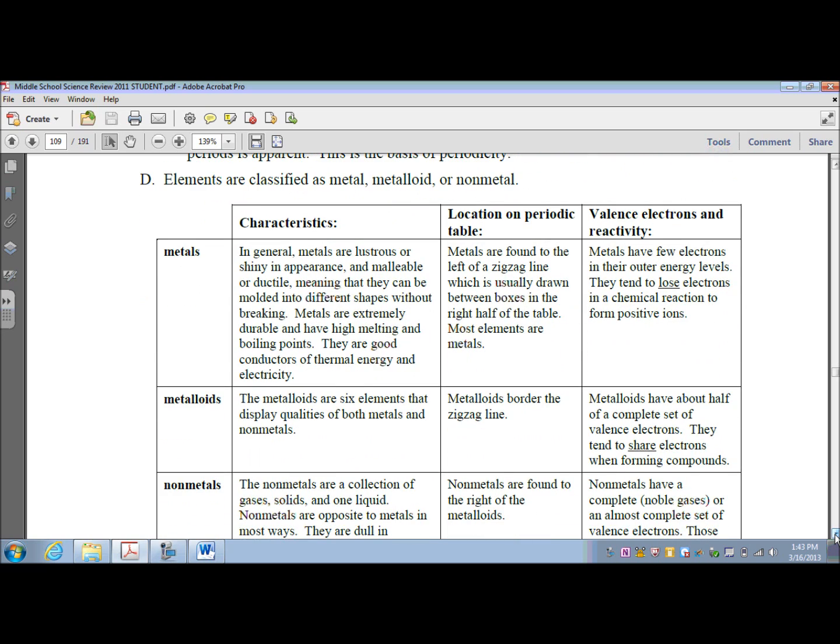Section D. Elements are classified as metal, metalloid, or nonmetal. Metals. In general, metals are lustrous or shiny in appearance, and malleable or ductile, meaning they can be molded into different shapes without breaking. Metals are extremely durable and have high melting and boiling points. They are good conductors of thermal energy and electricity. Metals are found to the left of a zigzag line or staircase, which is usually drawn between the boxes in the right half of the table. Most elements are metals.